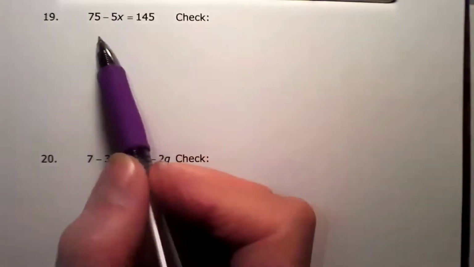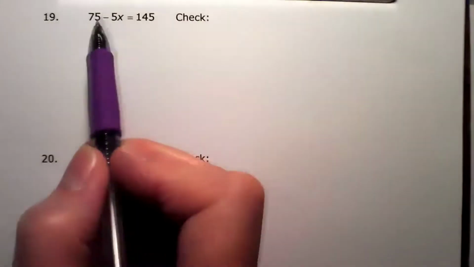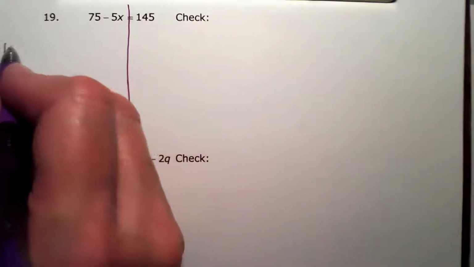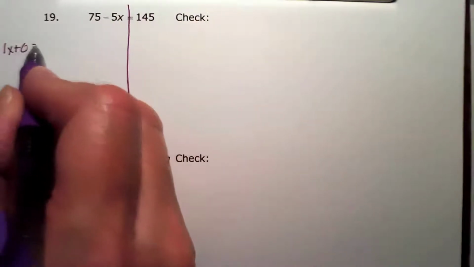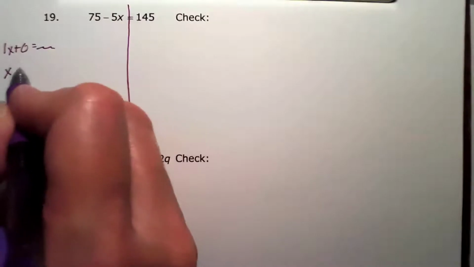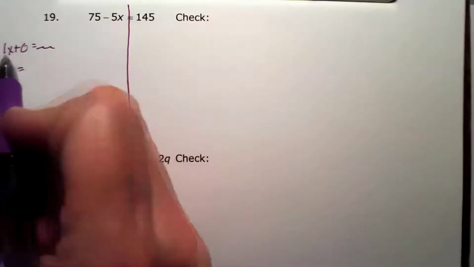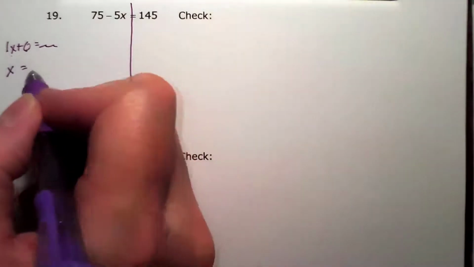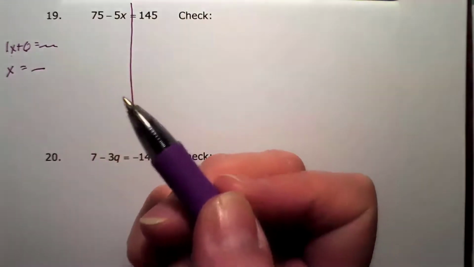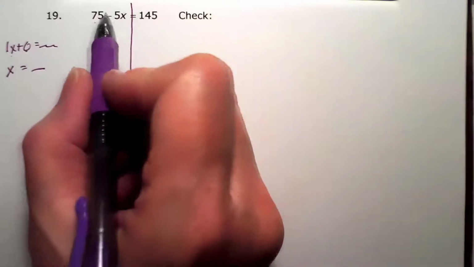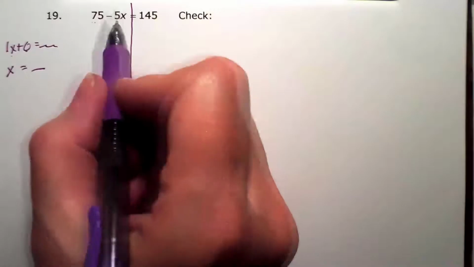So the first thing to remember when solving an equation is my goal here: I want 1x plus nothing to equal something, because 1x plus nothing is just x equals. 1x is just x, plus nothing means there's nothing to add to it. So that's what I want to find: what is x? I have two things I can do here. I can either deal with the 75 or the -5.